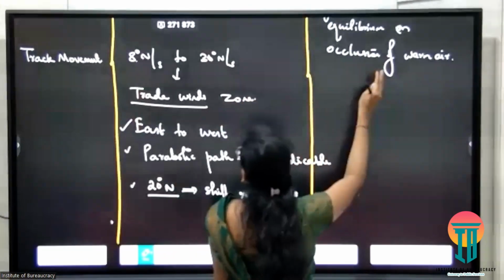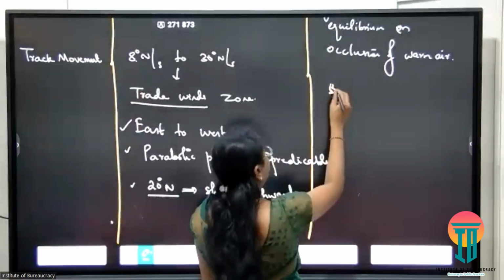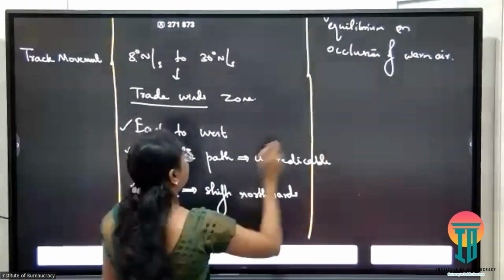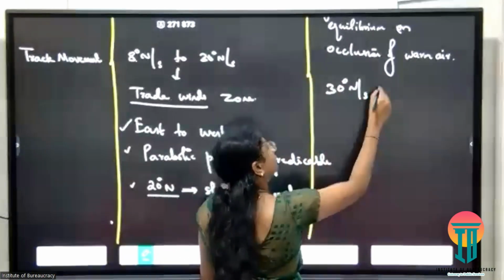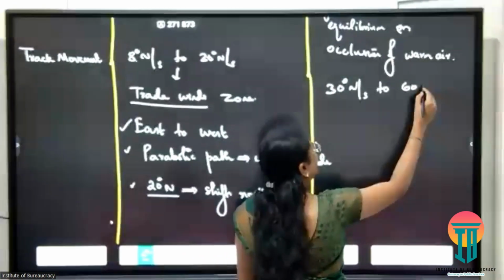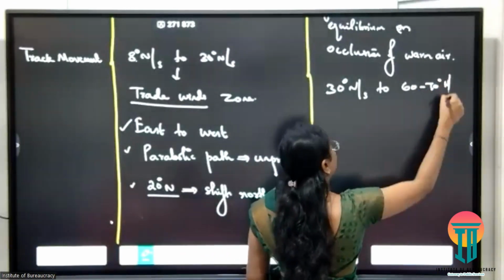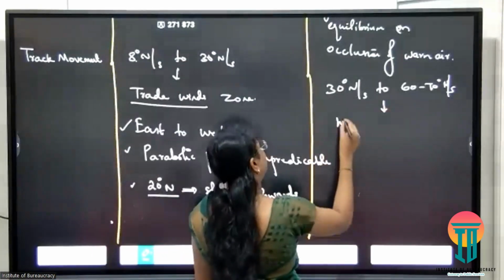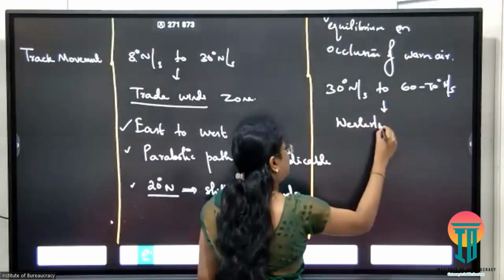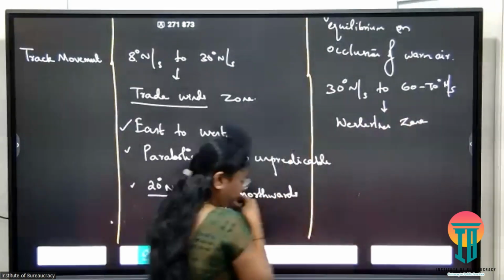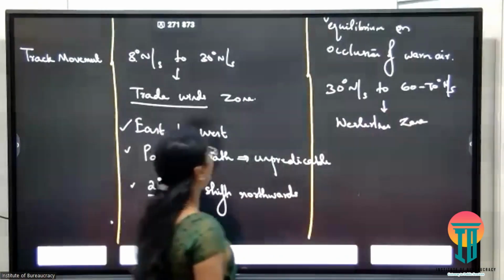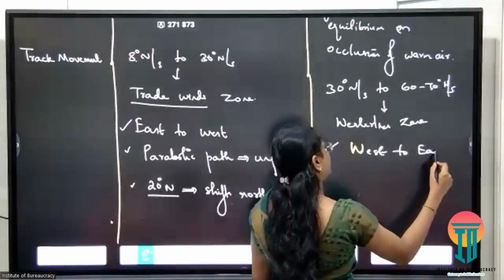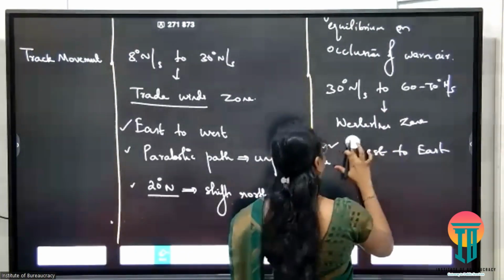Here, the track movement in the latitudes is 30 degree north south to 60 degree north south, to 70 degree kuda eduthikalam at some cases, north south, okay. Influenced by which belt or which zone? The westerlies. Westerly, so generally the direction is from west to east.